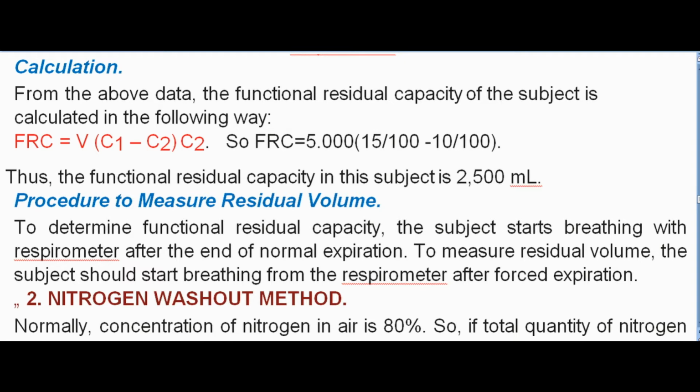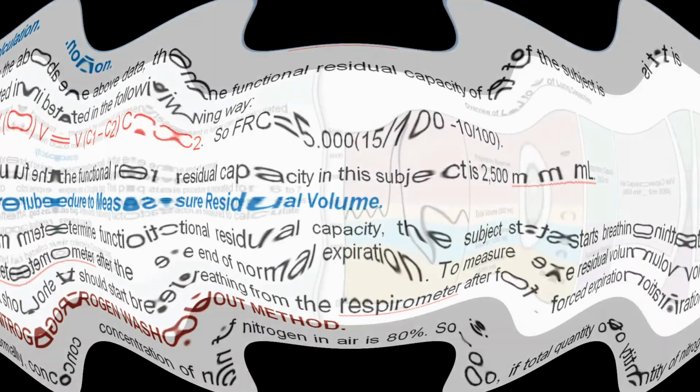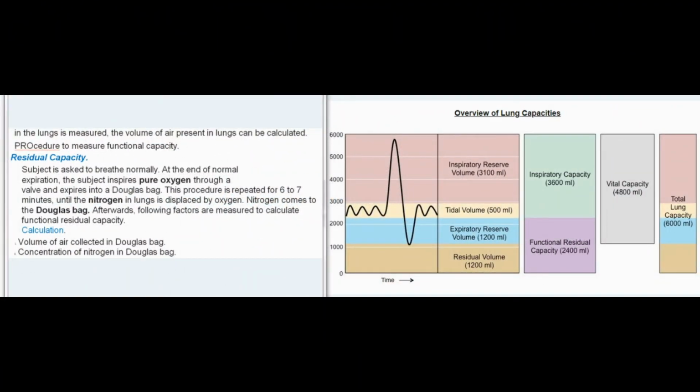2. Nitrogen washout method. Normally, concentration of nitrogen in air is 80%. So, if total quantity of nitrogen in the lungs is measured, the volume of air present in lungs can be calculated. Procedure to measure functional residual capacity. Subject is asked to breathe normally. At the end of normal expiration, the subject inspires pure oxygen through a valve and expires into a Douglas bag. This procedure is repeated for 6 to 7 minutes, until the nitrogen in lungs is displaced by oxygen. Nitrogen comes to the Douglas bag.